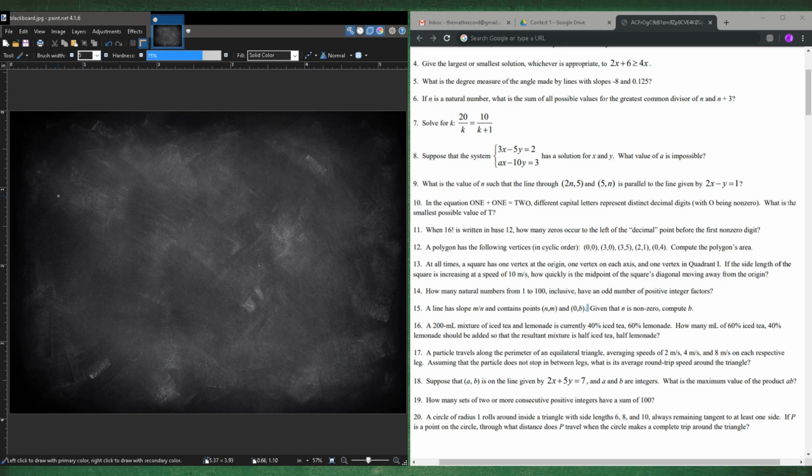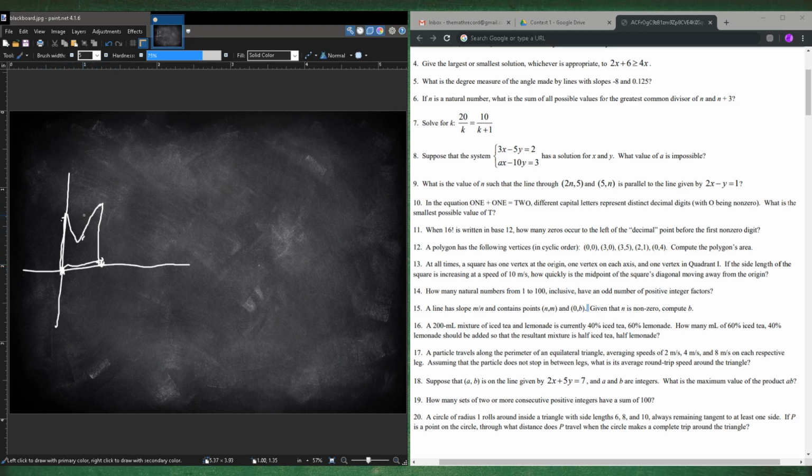So step 1, make a picture. So we have (0, 0), so somewhere here. And then (3, 0), so somewhere here, probably. Right? And then (3, 5), so somewhere up here. And then (2, 1), so somewhere right here, probably. And then (0, 4), so somewhere right here. So you kind of have this shape.